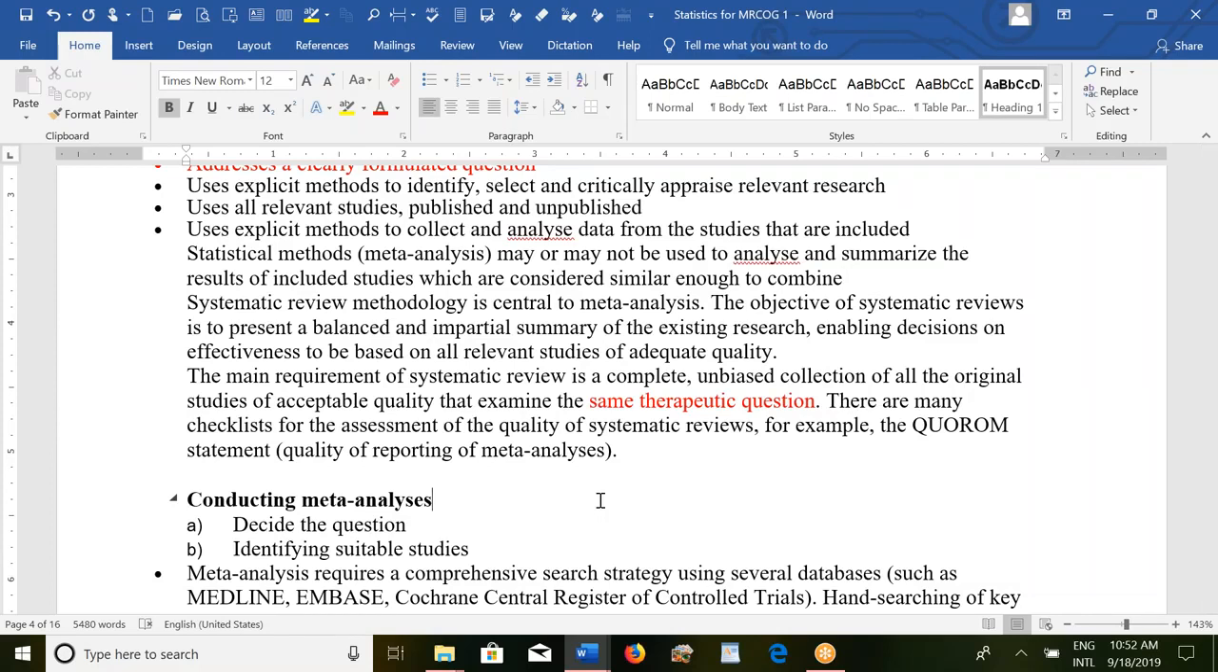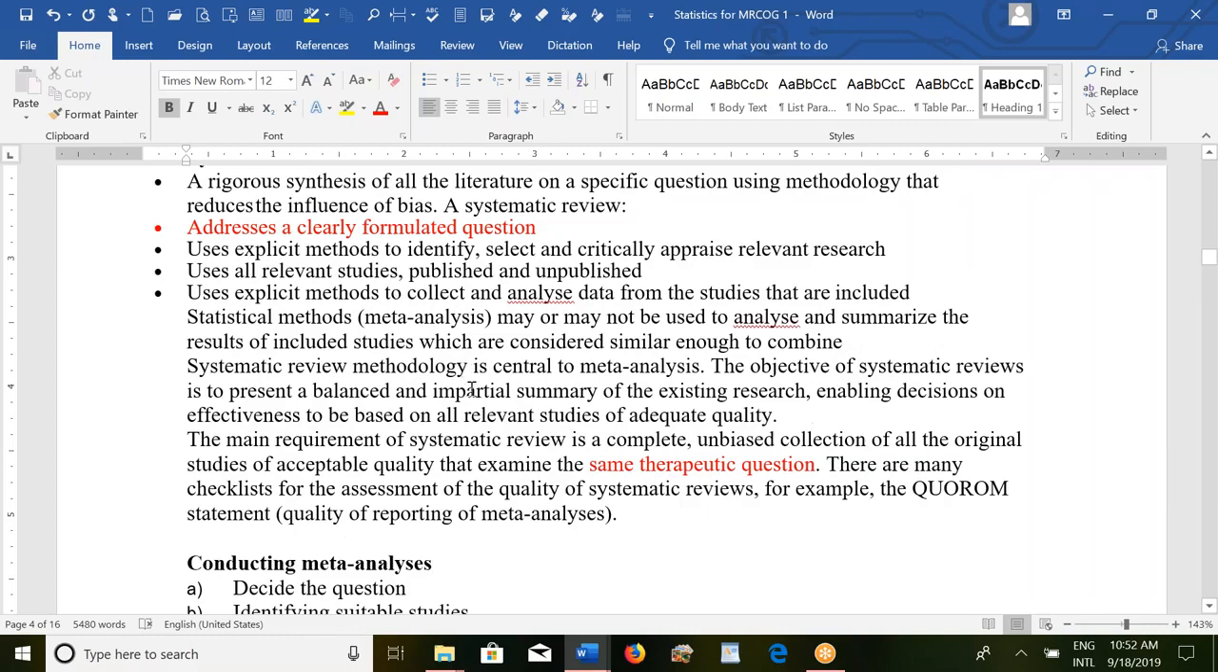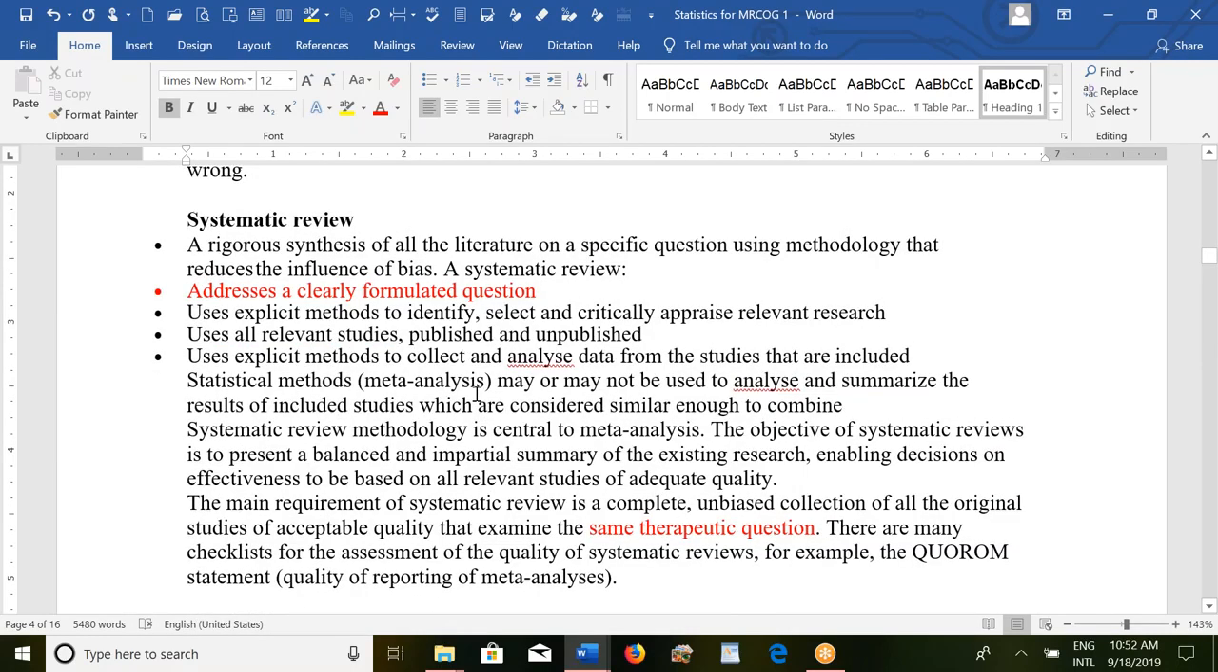For example, the QUORUM statement, which means quality of reporting of meta-analyses. So do you get it now, that when you are trying to do a systematic review, you are correcting?